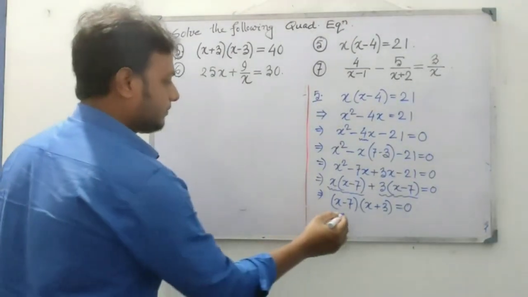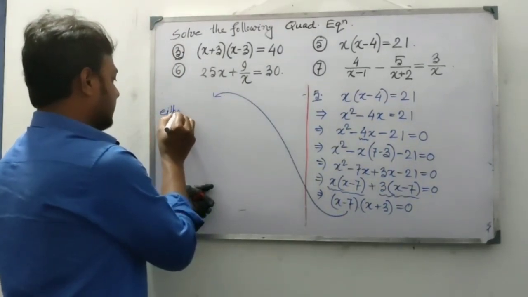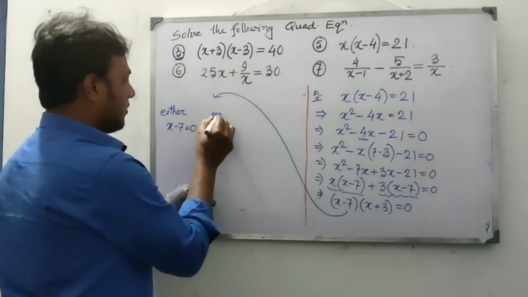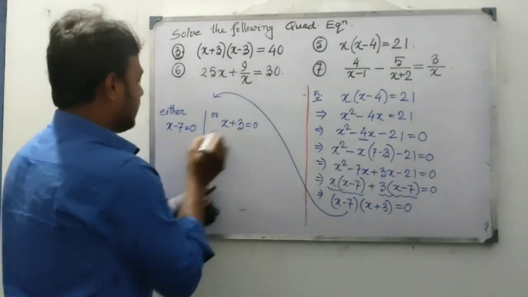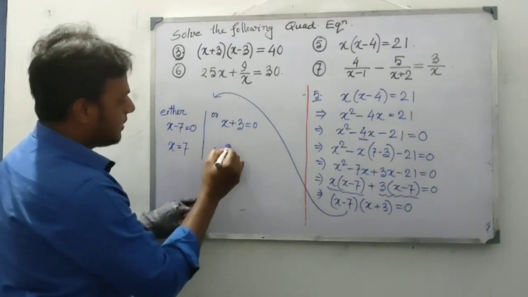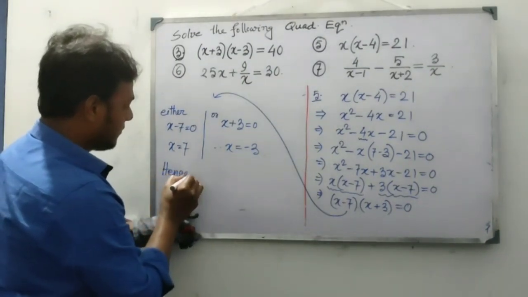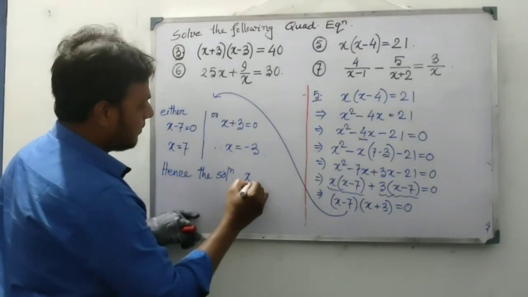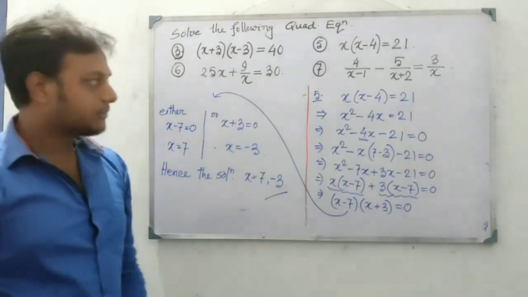After this line, we have two cases: either x minus 7 equals 0 or x plus 3 equals 0. From the first one we get x equals 7, and from the second one we get x equals minus 3. Hence the solution is x equals 7, minus 3. This completes the solution.